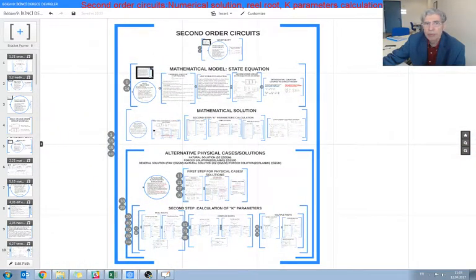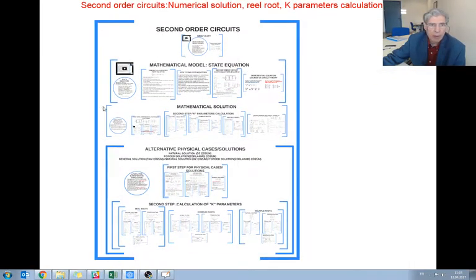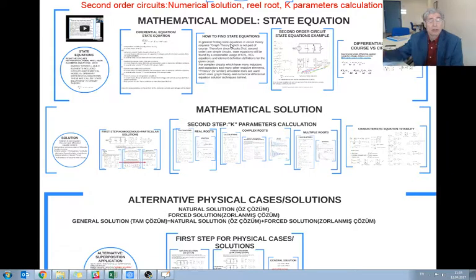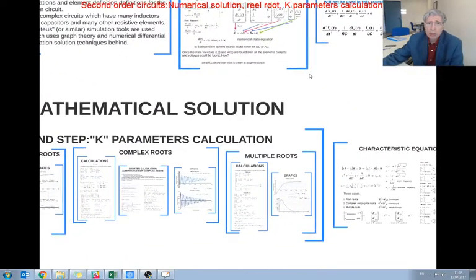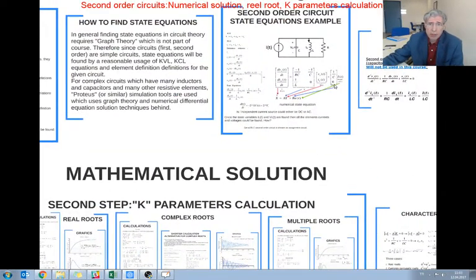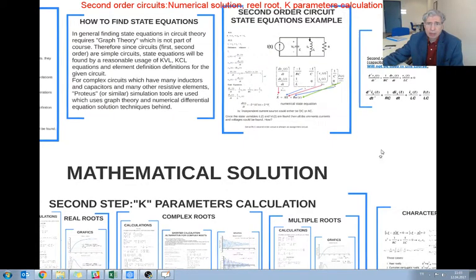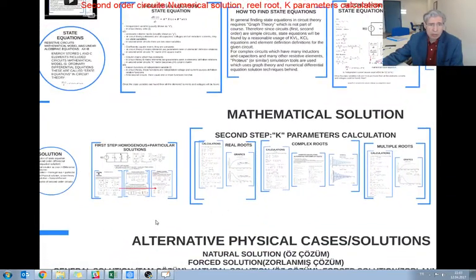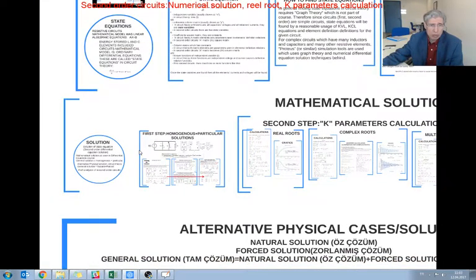So what we are doing, we are examining the second order circuits. We said how we can find the state equation, which is the mathematical model of a second order circuit. The example circuit was this parallel RLC circuit. We found the parametric state equations. And then we said the next step is to find a mathematical solution. The mathematical solution has a homogeneous solution.